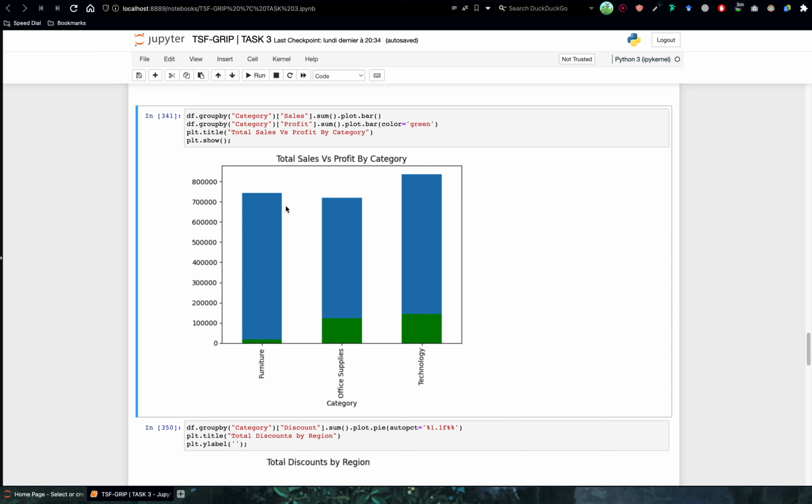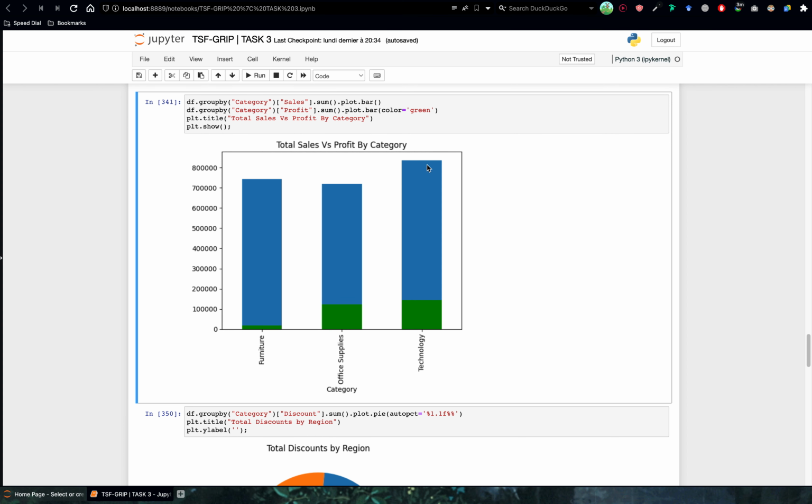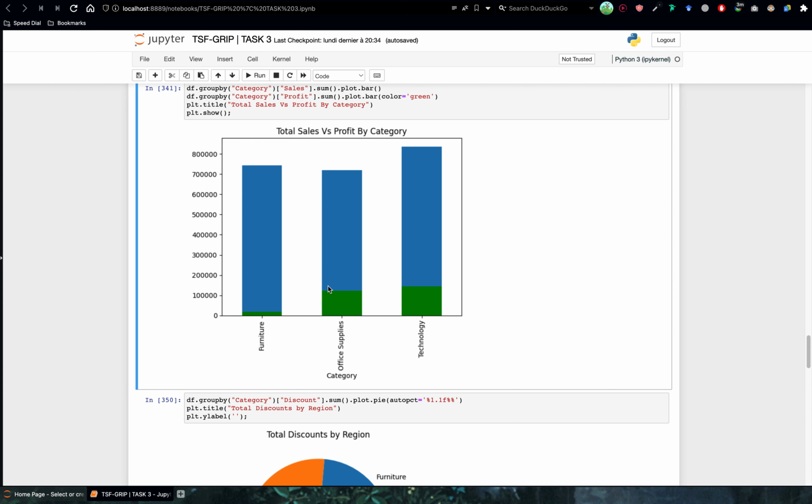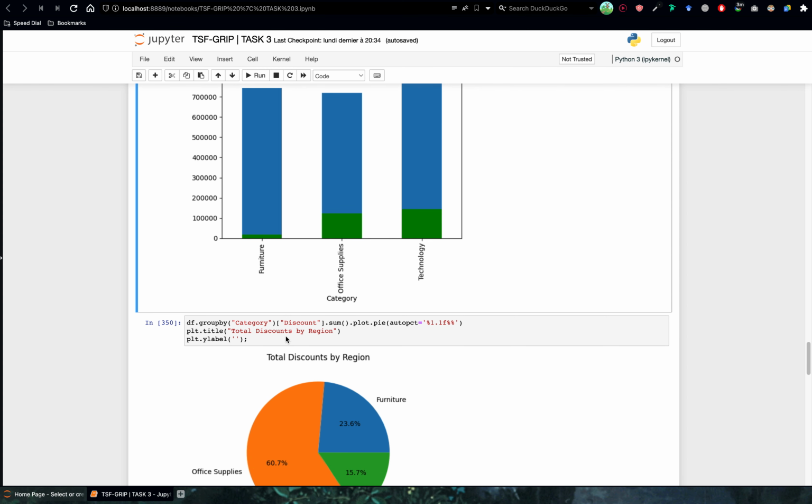Here we are seeing the total sales versus profit by category. The most profitable category is the technology category, with maybe 150,000 profit from about 800,000. Then office supplies and furniture, which have very low profit, which is interesting, and we need to keep in mind later when we draw conclusions.